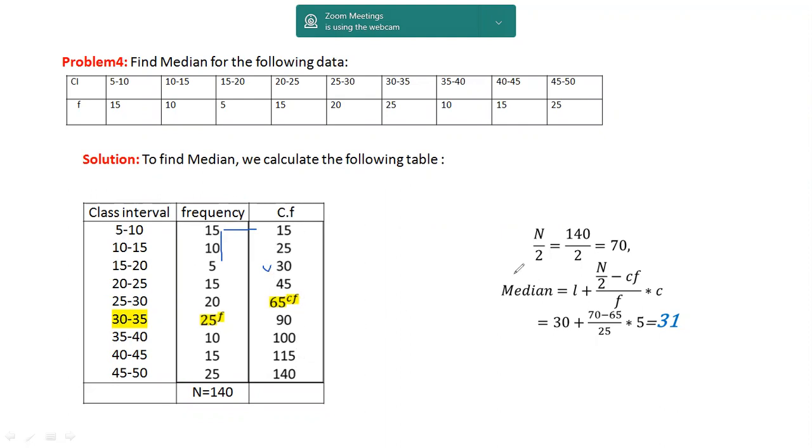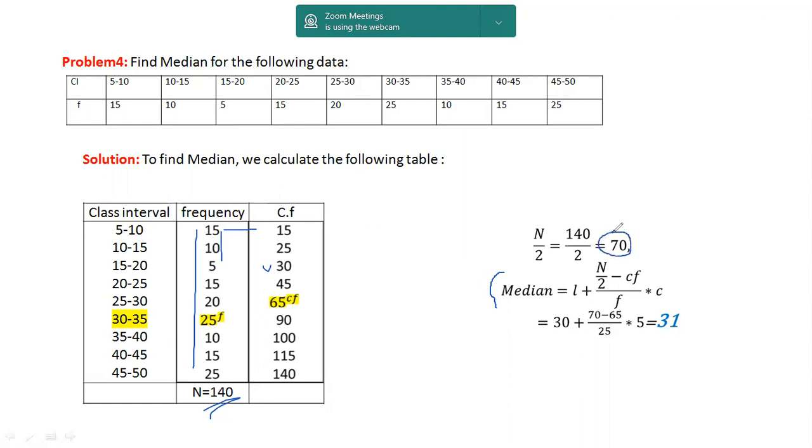When grouped data is provided, the median formula is L plus (n by 2 minus cumulative frequency) by f into c. Here L is the lower limit of the class interval, and n is the total frequency. Adding all the frequencies, we get the sum 140. So 140 by 2 is 70.